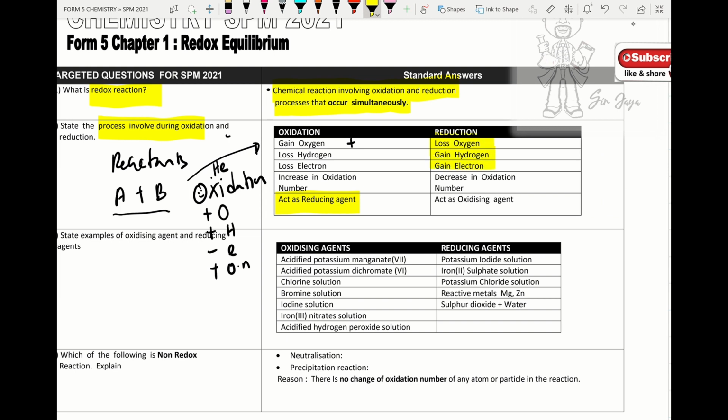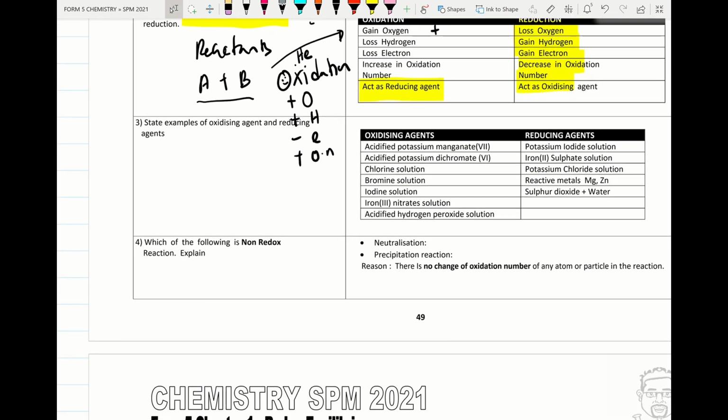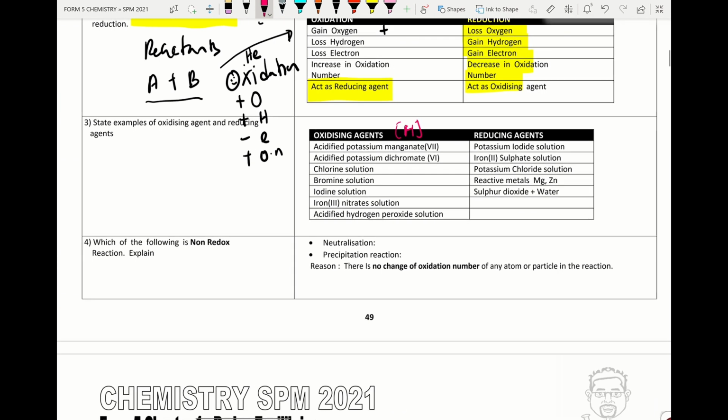Reduction is given in the module. Please go through it. Please memorize all the oxidizing agents and reducing agents. Please remember, an oxidizing agent undergoes reduction, and a reducing agent undergoes oxidation. Examples of oxidizing agents: acidified potassium manganate(VII), acidified potassium dichromate(VI), chlorine solution, bromine solution, iron(III) nitrate solution or any solution that contains iron(III) ion, and acidified hydrogen peroxide solution. Reducing agents: potassium iodide solution, iron(II) sulfate solution, potassium chloride solution, reactive metals like magnesium and zinc, sulfur dioxide. All the equations I already discussed in a previous video. Please check all the videos.